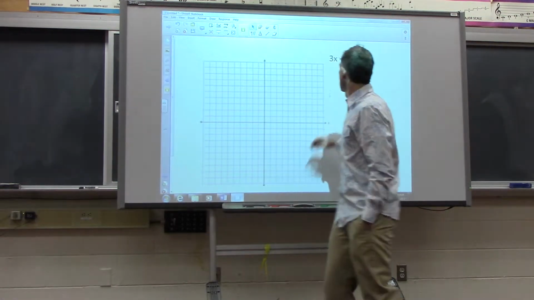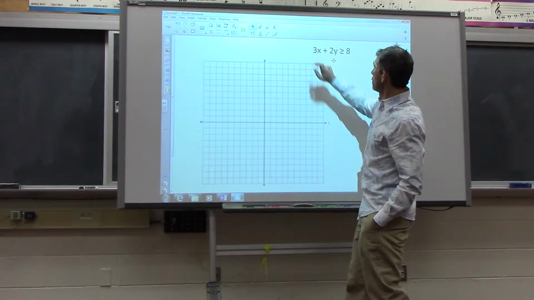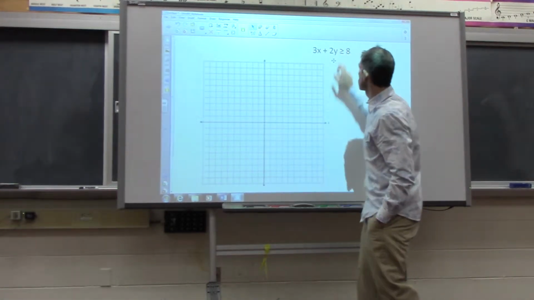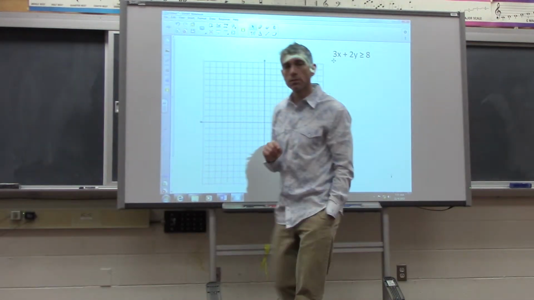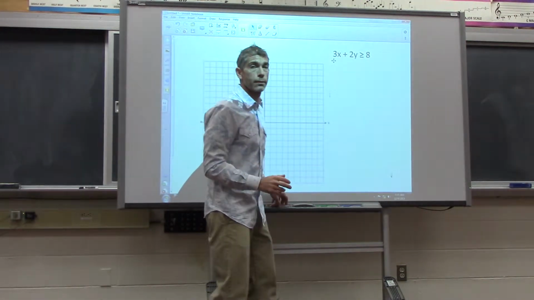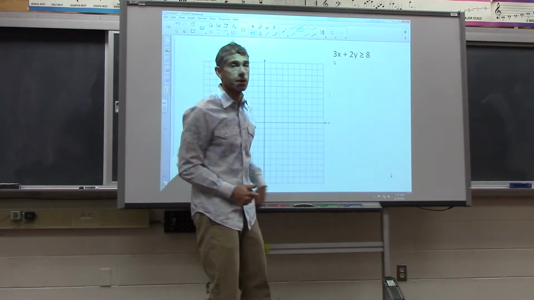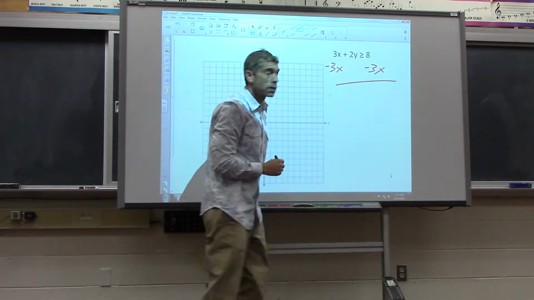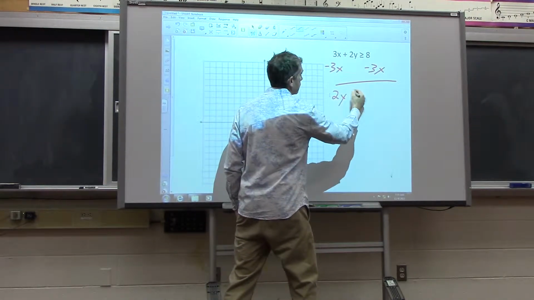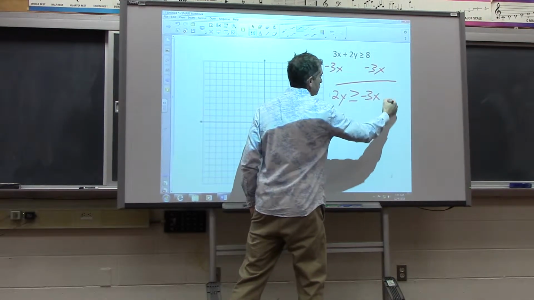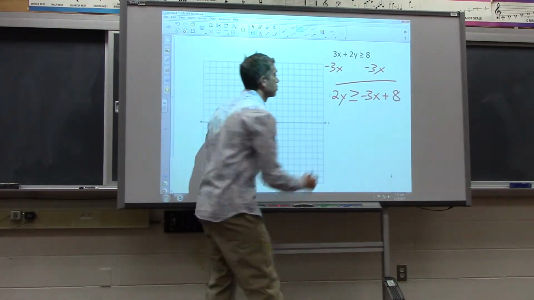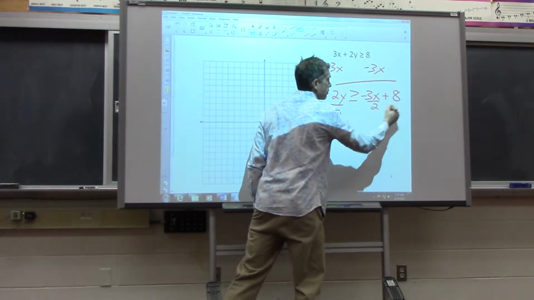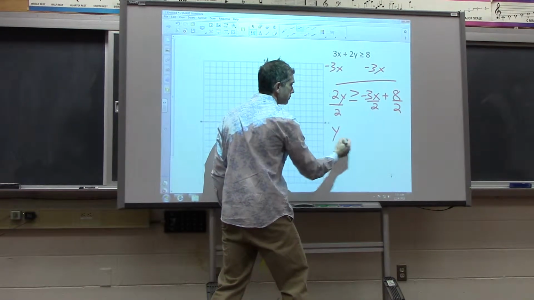So if you notice, I have 3x plus 2y has to be greater than or equal to 8. In order to start, I need to get that into y equals mx plus b form, the right slope and intercept form. So I'm going to subtract 3x from both sides, and then divide each side by 2. Everything over here is being divided by 2. Rewrite it.